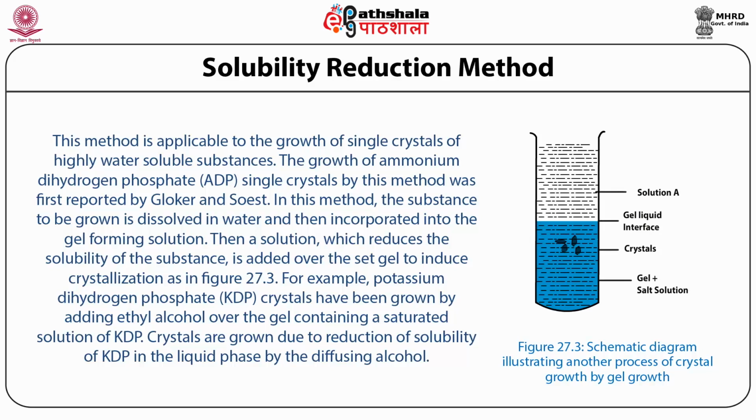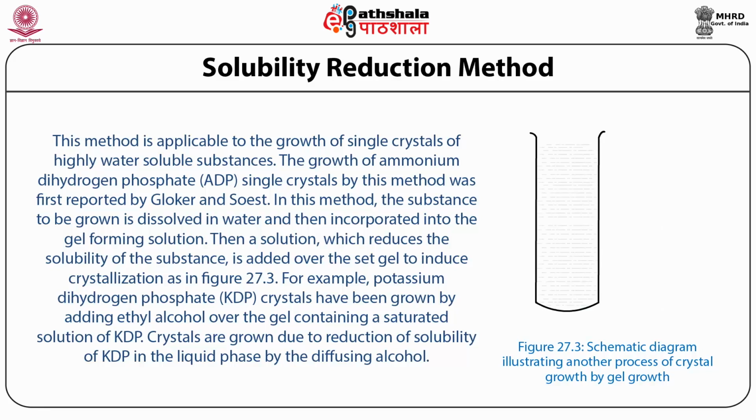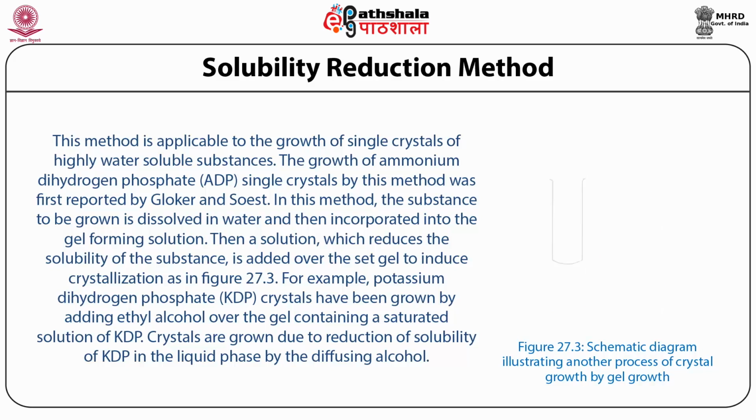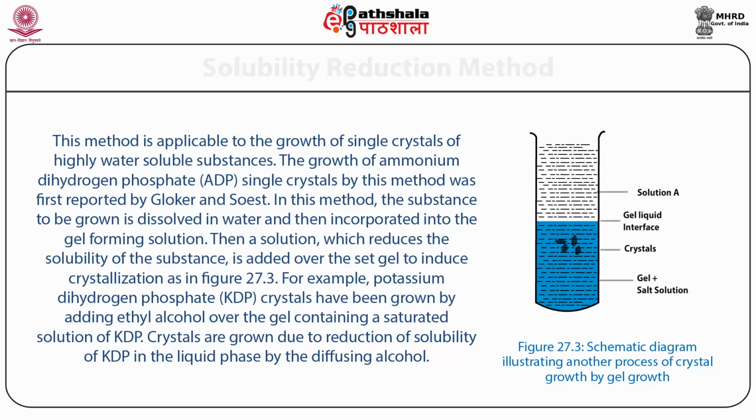For example, potassium dihydrogen phosphate, abbreviated as KDP, crystals have been grown by adding ethyl alcohol over the gel containing a saturated solution of KDP. Crystals are grown due to reduction of solubility of KDP in the liquid phase by the diffusing alcohol. Figure 27.3 shows a schematic diagram illustrating another process of crystal growth by gel method.